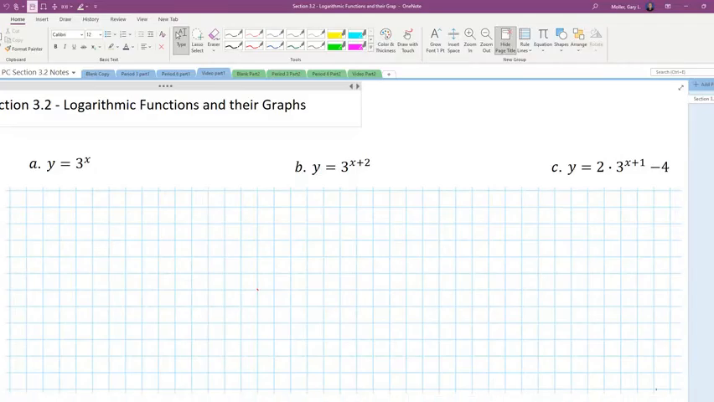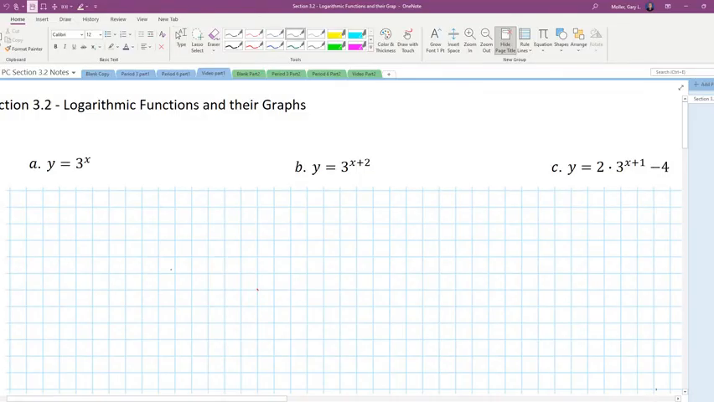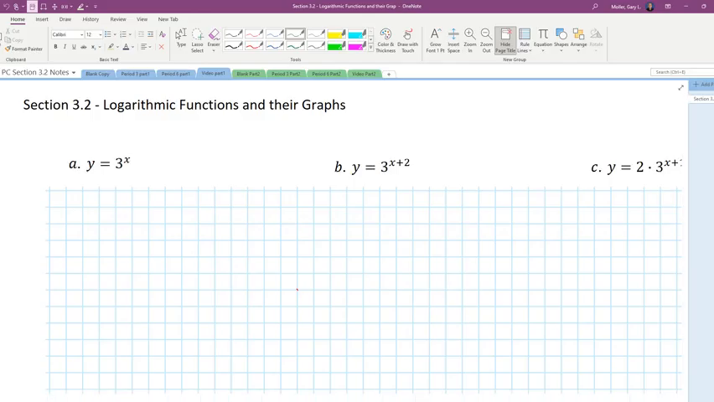All right, in this video, we're going to be talking about section 3.2, which is about logarithm functions and their graphs. I'm going to try to go through this pretty quickly. So, as warm-up, we are going to practice graphing a few exponential functions. So let's do that very quickly.